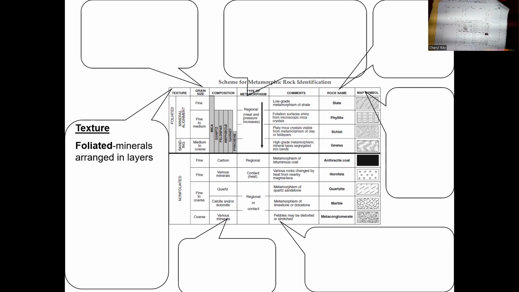But you'll see that foliated immediately gets broken up into 2 types of foliated. So basically 2 types of layers. One is mineral alignment and the other is banding. Banding is a nice, easy one to think of. It's bands of alternating colors.